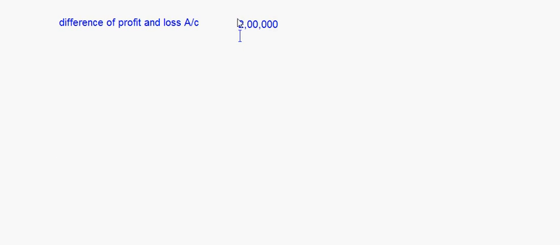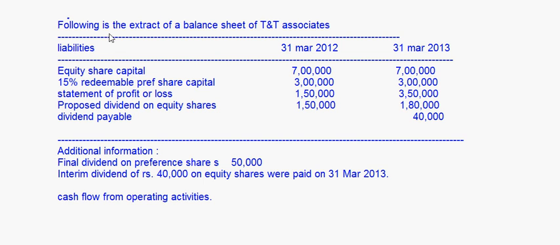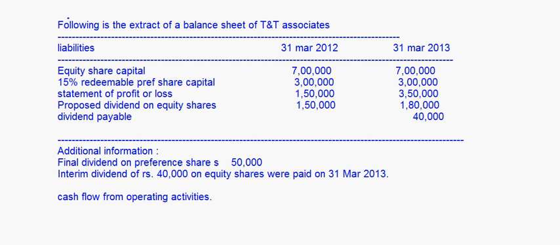After that, proposed dividend during the year. Now proposed dividend is given here. Proposed dividend on equity shares during the year is how much? 1,80,000, right? So here we will add that, add proposed dividend 1,80,000, right? Then additional information was given. Final dividend on preference shares 50,000, right? Okay, that will also be added.